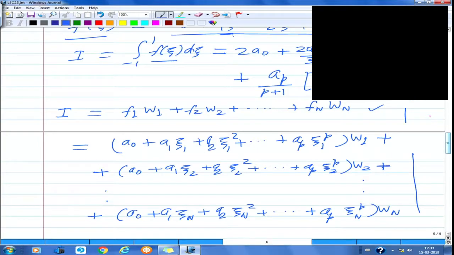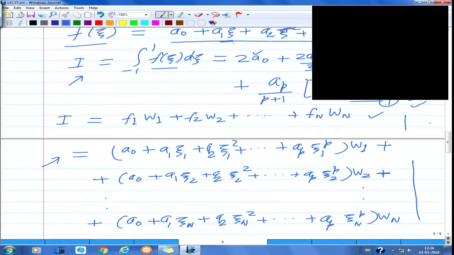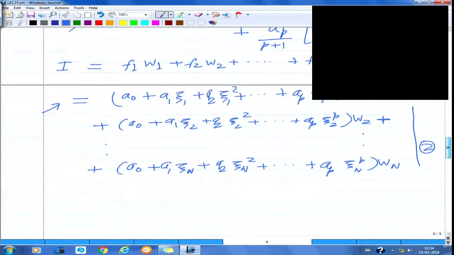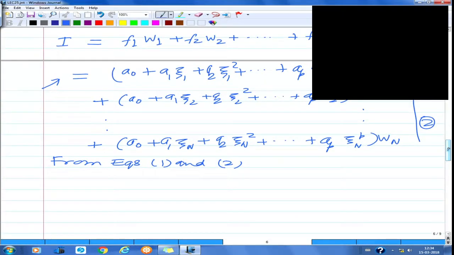And now for these integrations to be the same, the coefficients of a0, a1, a2, a3 representing the polynomial must be the same, irrespective of their values. The two expressions, the expression for I given by this and the expression for I given by this, must be the same. Let me call this equation 1 and this equation 2. By equating the coefficients of a0, a1, a2, a3 from equations 1 and 2, we generate a number of equations.